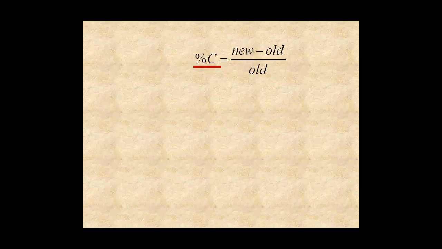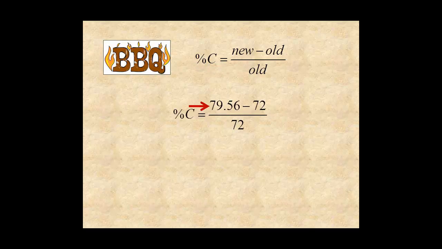So for the barbecue example, 79.56 is the new amount. 72 is the old amount. The difference between new and old is 7.56. Then divide by the old amount and you have 0.105, or 10.5%. Notice since the new amount was greater than the old amount, this difference was positive, which means the percent change was positive. When the percent change is positive, it's a percent increase.